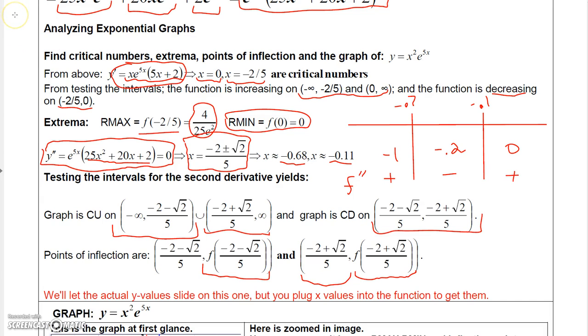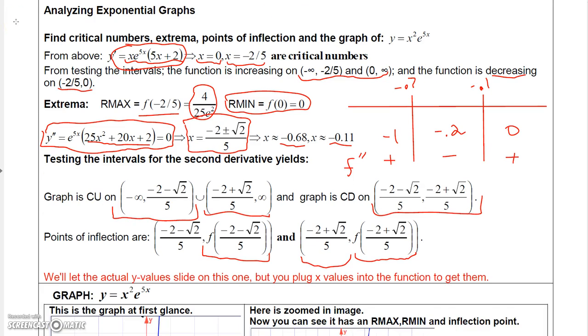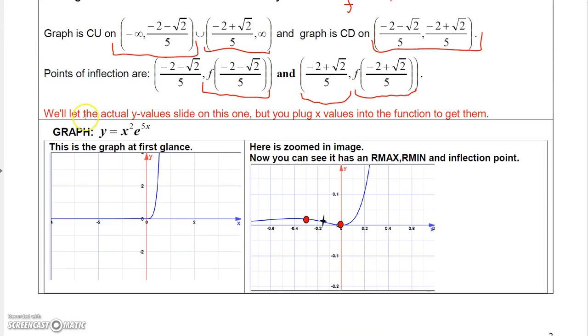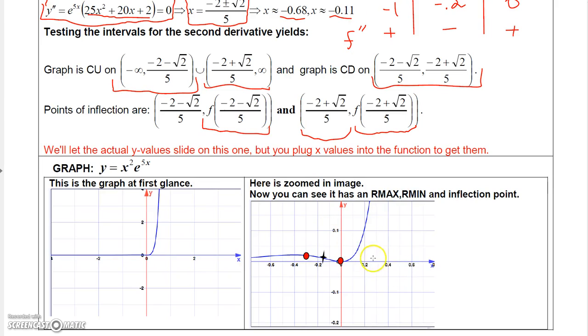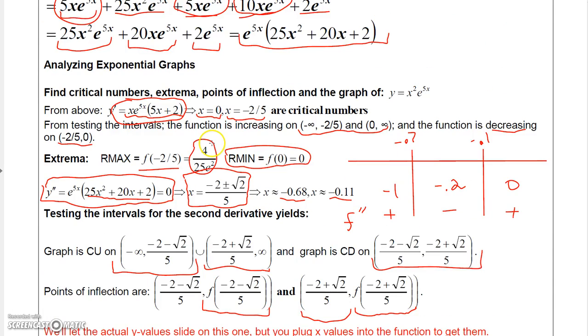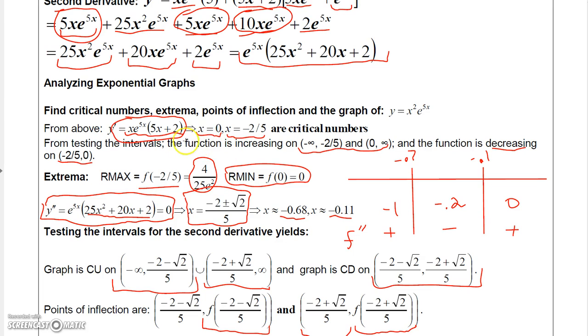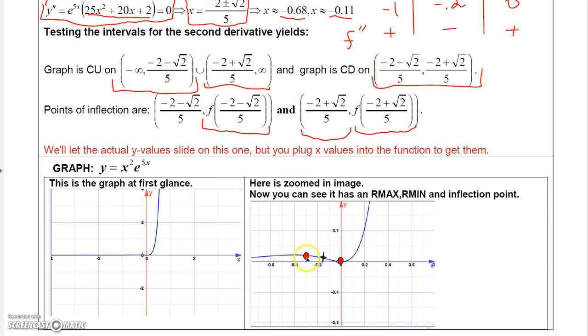And now, if you put all that together, you can actually get a graph. So let's take a look at the graph. When I first graphed it, I looked at this, and I really couldn't see what was going on. That's because we've got a bunch of small values. So let me show you right here. This point here, or somewhere a point right in here, is your relative max, and then this point here is your relative minimum. So if you remember, my relative max actually occurred at whatever this number is, 4 over 25e squared. It's a very small number, but I've got the graph blown up.